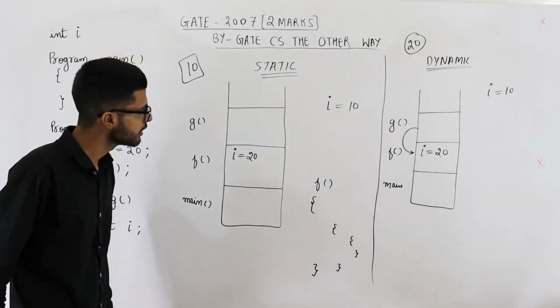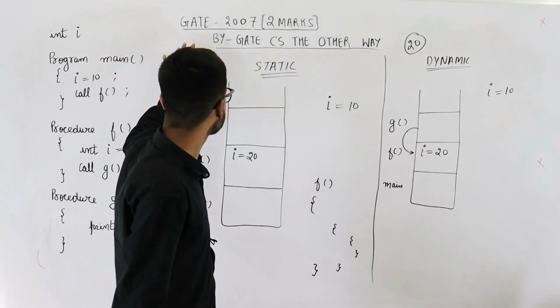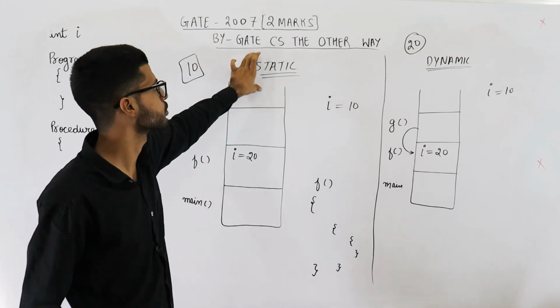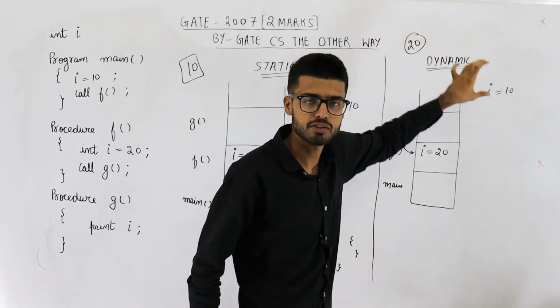Okay. That's all about this question. So it has answered 10 in static scoping and 20 in dynamic scoping.